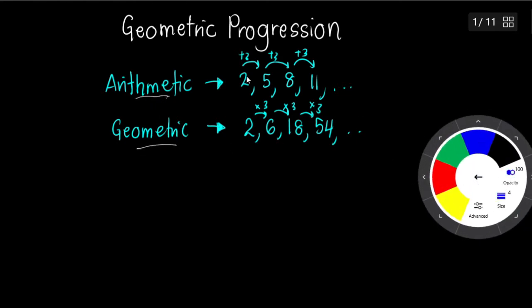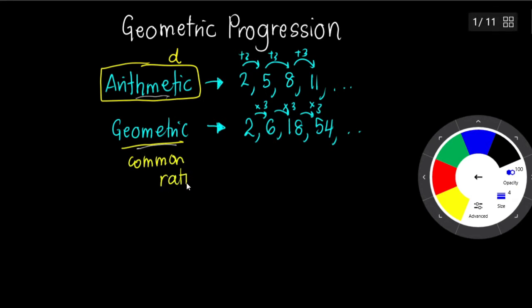Now let's look at how to find the common ratio. In arithmetic, we find the common difference, so we use D. But for geometric, we use the common ratio. For common ratio, we use the letter R. So how to find the common ratio? For example, in this case, the one the teacher gave here: this is the first term, second term, third term, fourth term, and so forth.